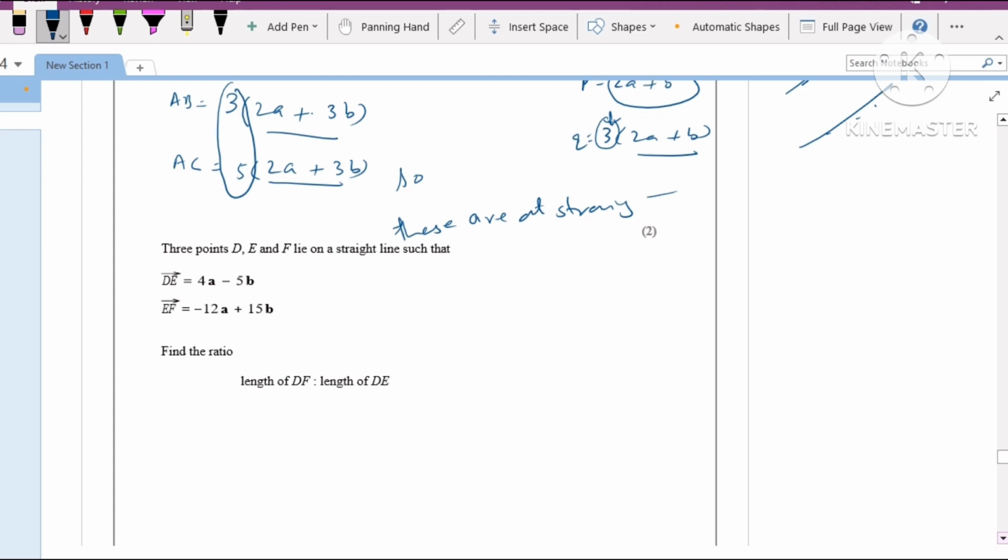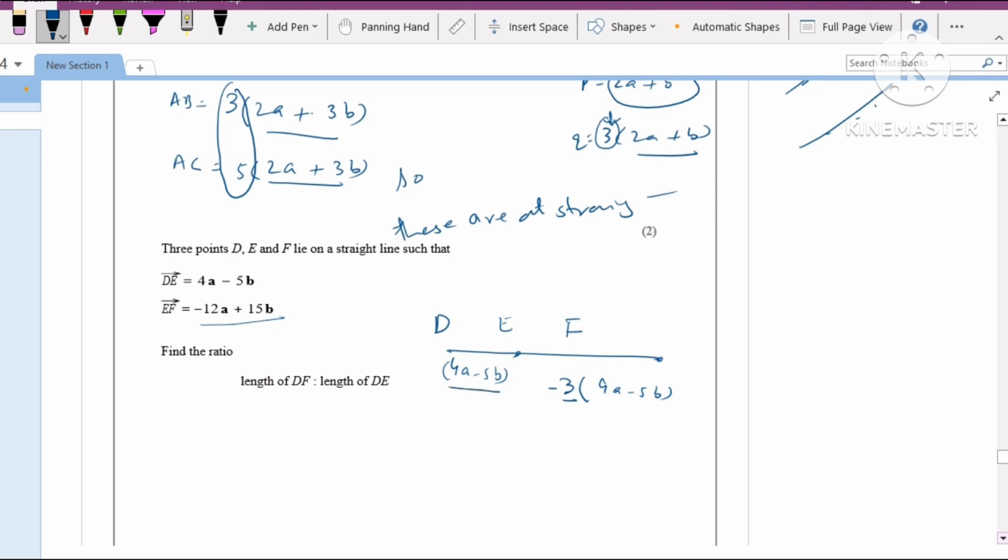So here we can see D, E, F. DE is basically 4A minus 5B, from D to E. From D to F, you can take 3 as a common. You can take minus 3 as a common. So minus 3, and this becomes 4A minus 5B. So this is the difference only between numbers.